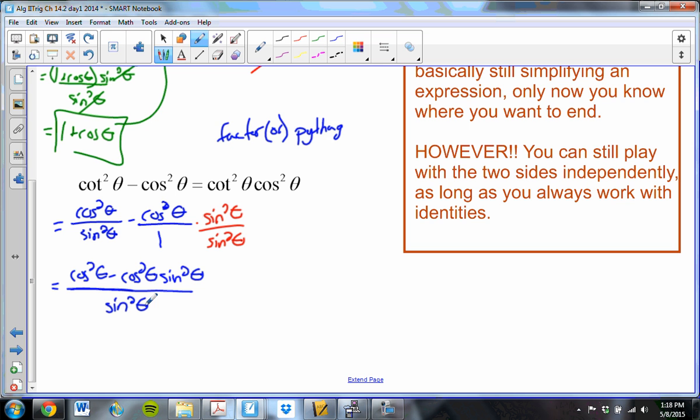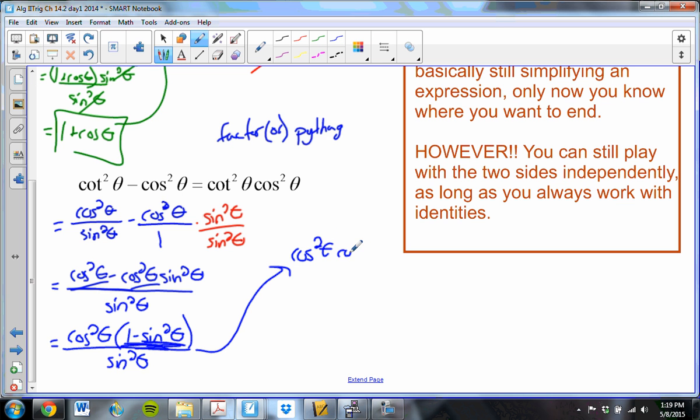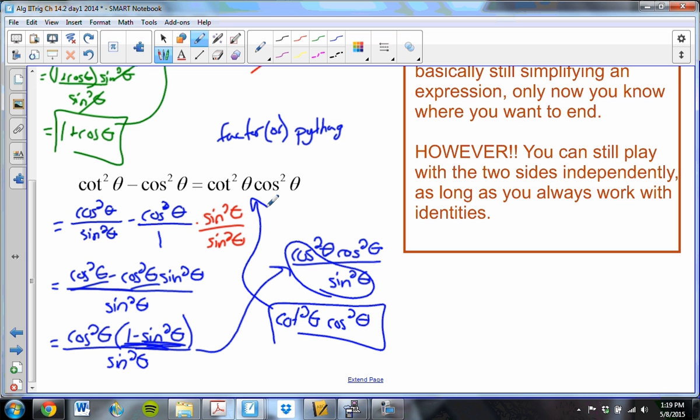And now I'm going to factor. On top, I have a cosine squared in common with both of these. So I pull out the cosine squared, and I'm left with 1 minus sine squared. I know that 1 minus sine squared is actually cosine squared. So I have cosine squared theta, and I'm writing pretty poorly because I'm trying to write so fast, over sine squared. And one of these cosine squareds over sine squared is cotangent squared. This becomes cotangent squared times cosine squared. And there, I got what I wanted.